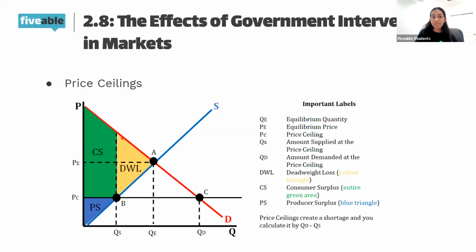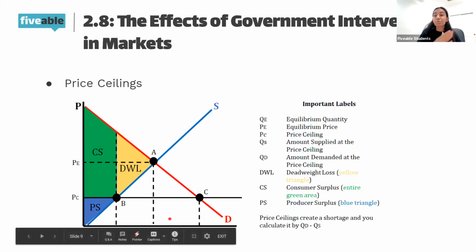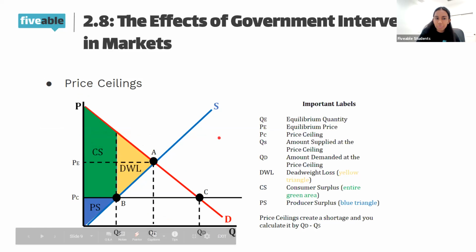And for a price ceiling to be binding, and binding basically means effective, it has to be below equilibrium price. I know it's kind of confusing because a price ceiling is below and a price floor is above, but just remember that it's flip-flopped. So our price ceiling has to be below equilibrium price because we're setting a maximum price. And if our maximum price is above equilibrium or at equilibrium, it's not really going to do anything. So it has to be below to be effective.